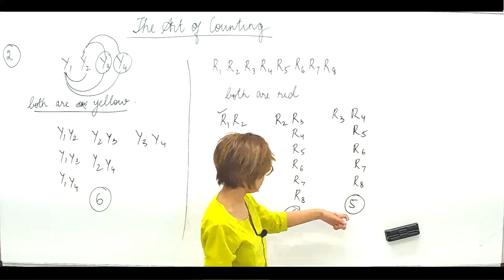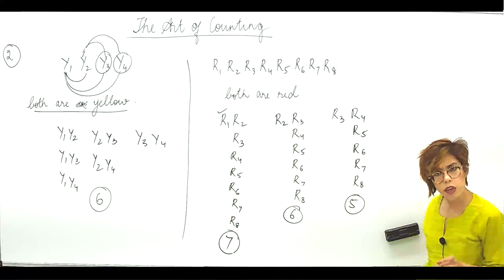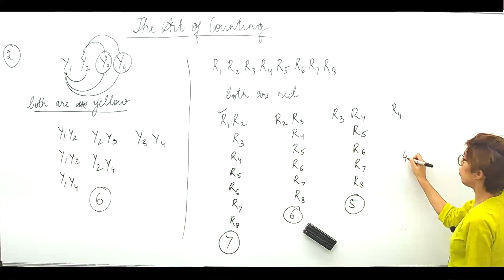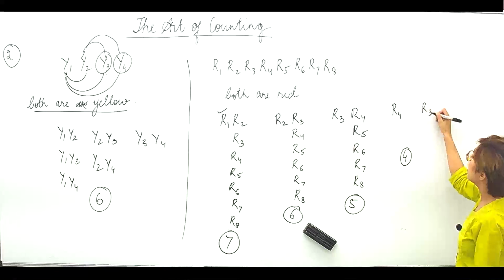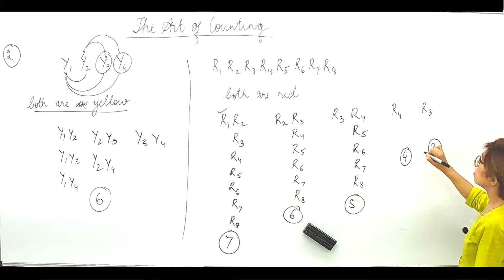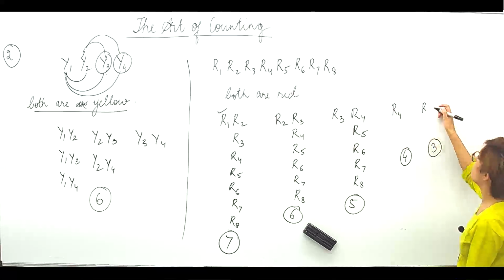7, 6, 5. Is there a pattern going on? Now let's see. तुम R4 के लिए try करो. It will turn out to be 4. Then R3 के लिए it will turn out to be what? It should turn out to be 3. यहाँ पे R4 के लिए यहाँ R5 होना चाहिए, my bad.